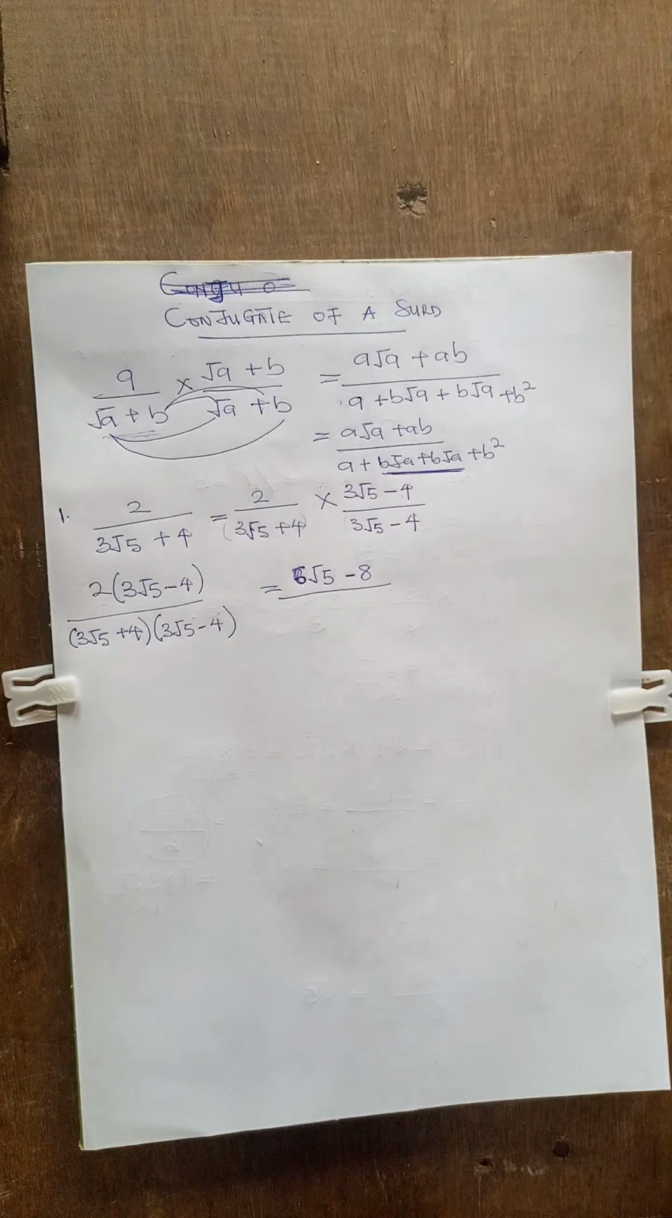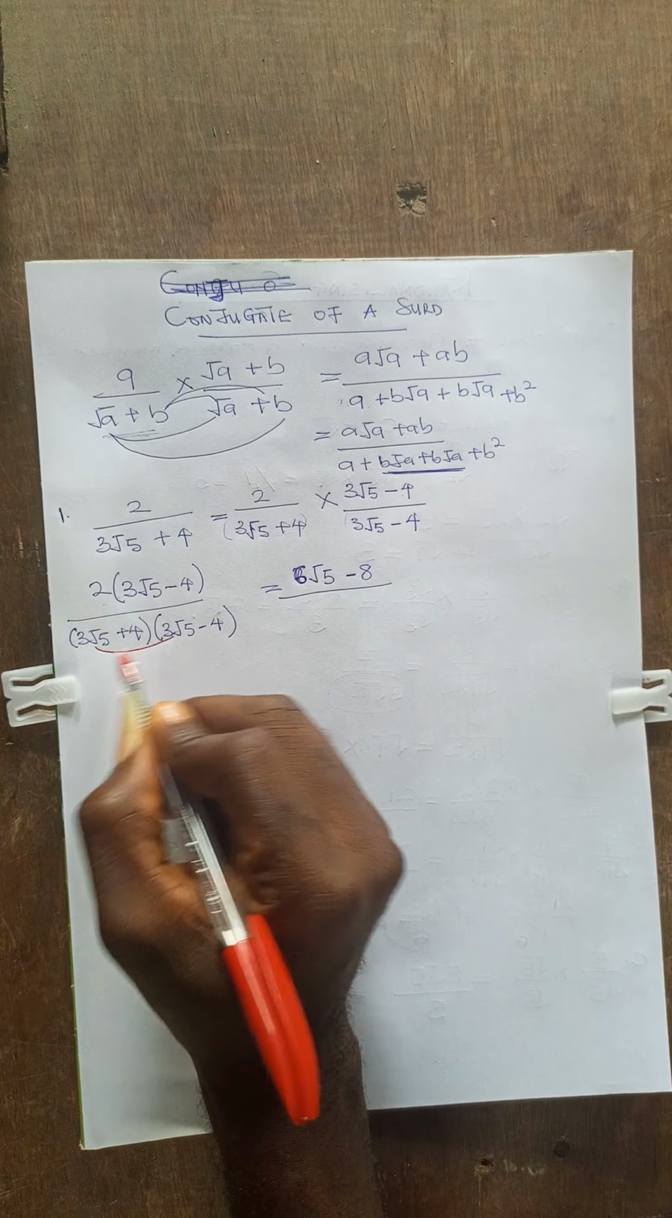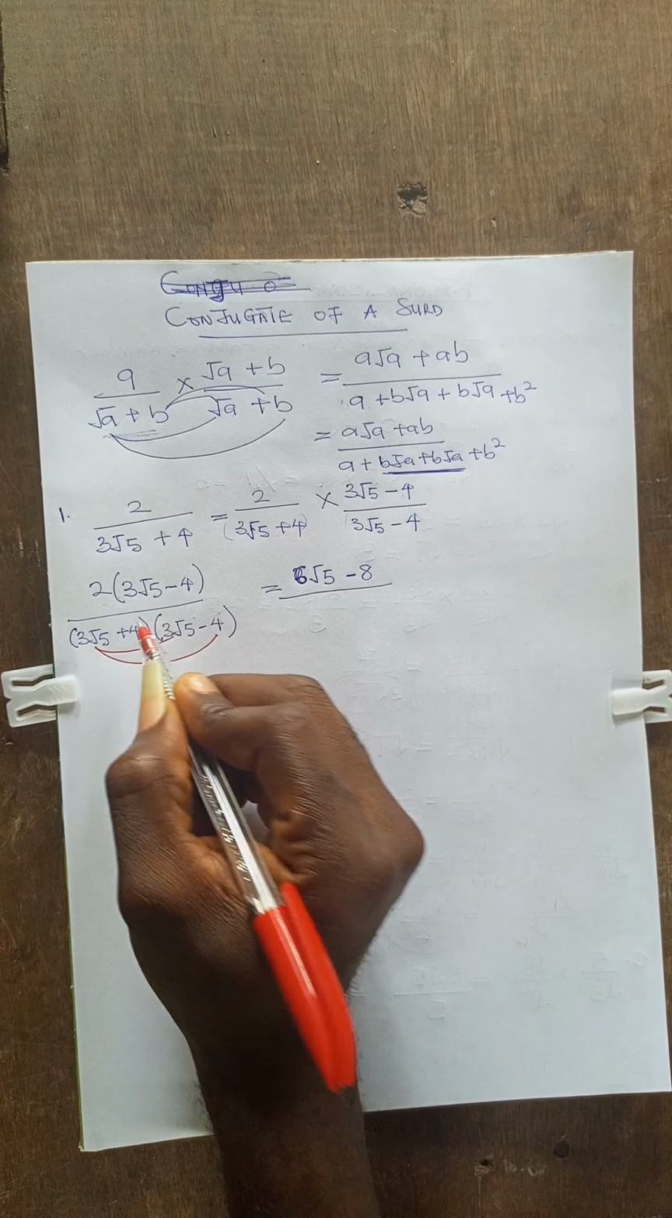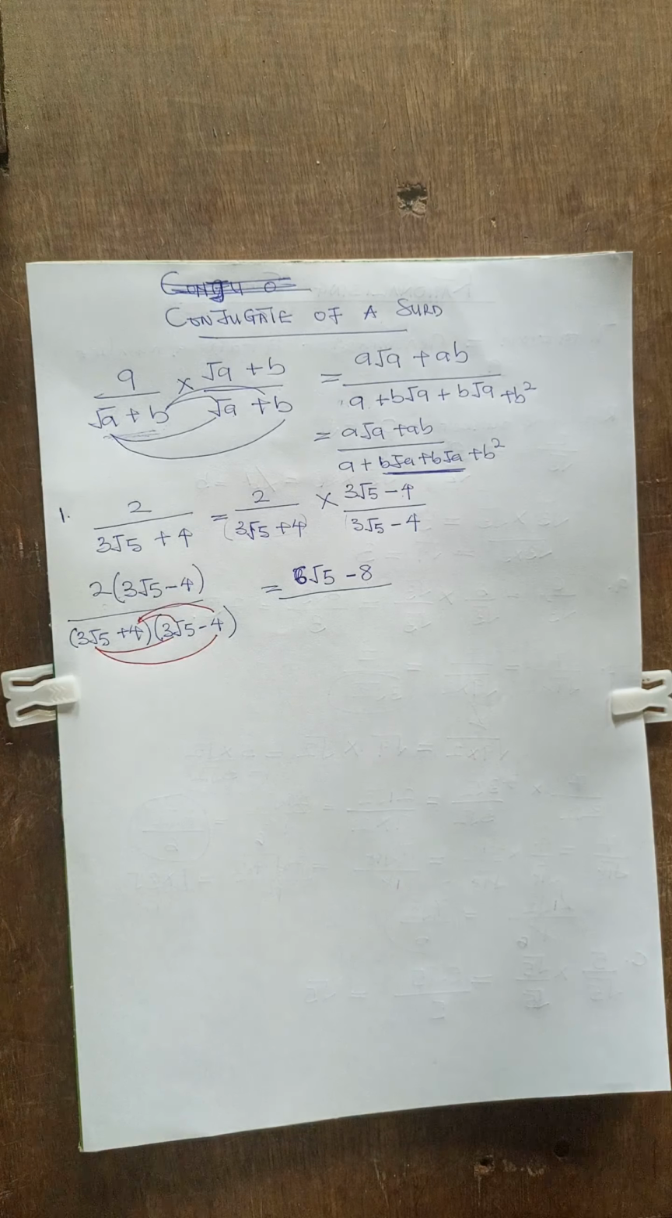Now, like we explained earlier, if you want to expand, you multiply this one by this one, and also multiply it by this one. Same here, multiply this one, also multiply this one. So now what are we going to do here?